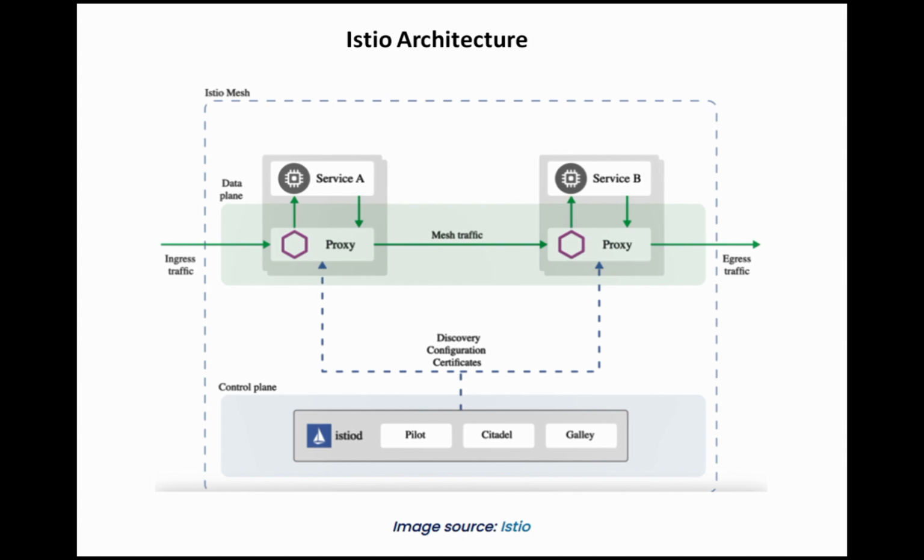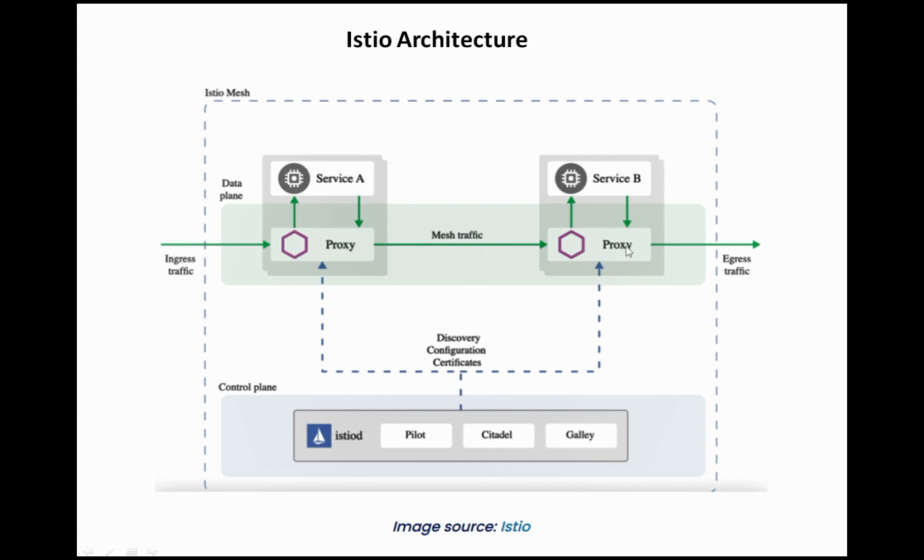A typical service mesh architecture, which applies to Istio as well, consists of a control plane and a data plane. You can see here an example where you have two microservices, service A and service B. The communication between these two is what we call mesh traffic, and this is via proxy.